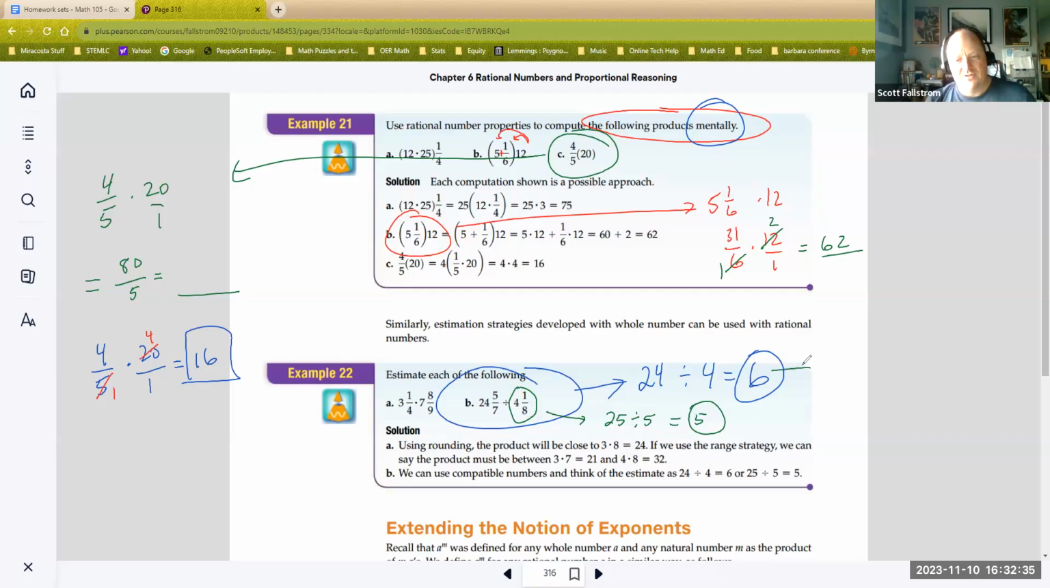And again, if you wanted to check yourself, you could come over here and say, well, what is 6 times 4 and 1/8? And just do the distributive property. That becomes 24 and 6/8, which would be 24 and 3/4. Well, 24 and 3/4 is really close to 24 and 5/7, like really close. So to me, that's a really, really good estimate.